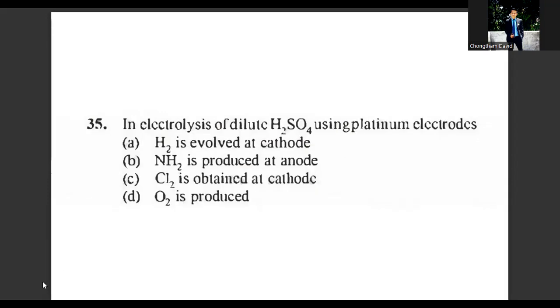Question number 35. In electrolysis of dilute sulfuric acid using platinum electrodes. When platinum electrodes are dipped in dilute sulfuric acid solution, then hydrogen gas is going to be evolved at the cathode. So for question number 35, A would be the answer. I hope you're all keeping up with me so far. We are just left with 9 questions.